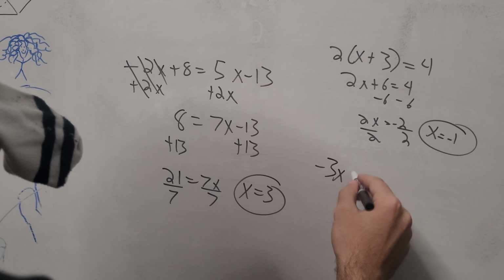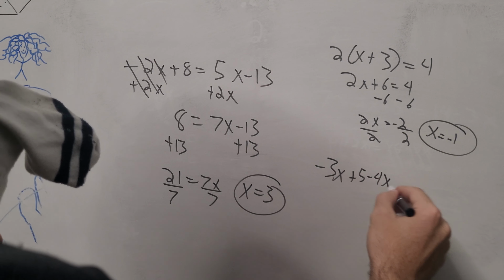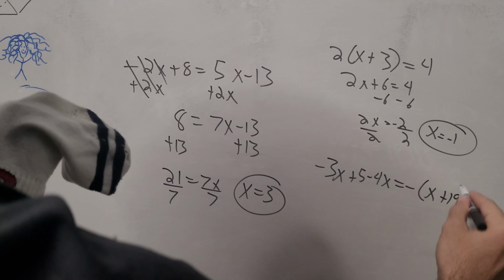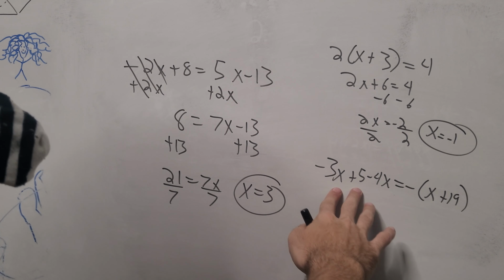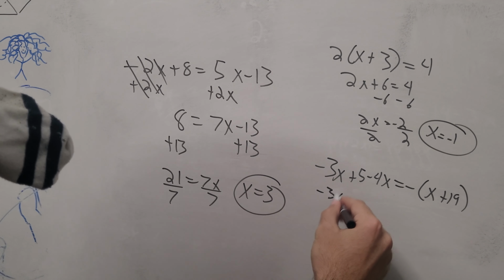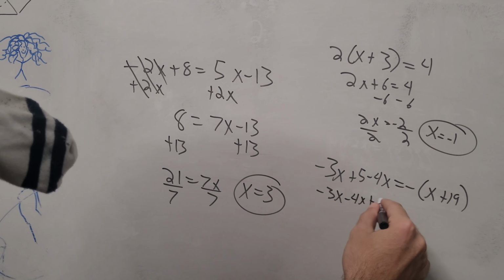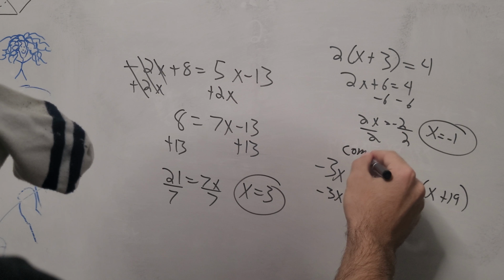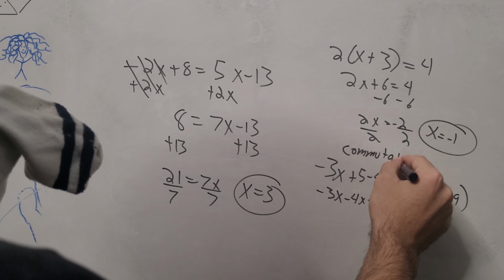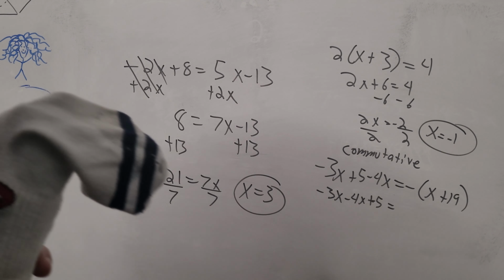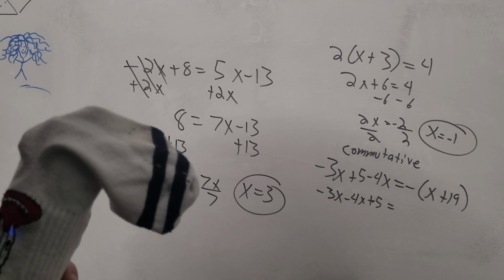Negative 3x plus 5 minus 4x equals negative, parentheses, x plus 19. So how do we handle that left side, guys? Let's combine the x terms. Negative 3x minus 4x plus 5. I use the commutative property to swap those positions of the terms, the 5 and the negative 4x.